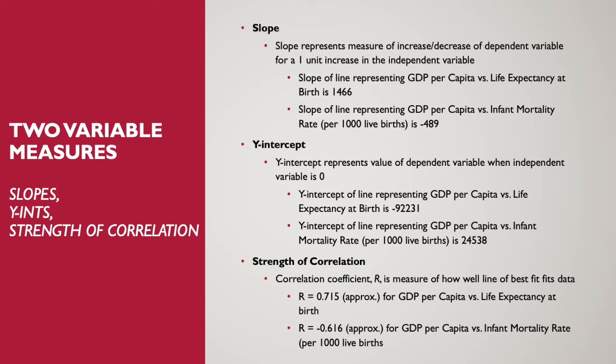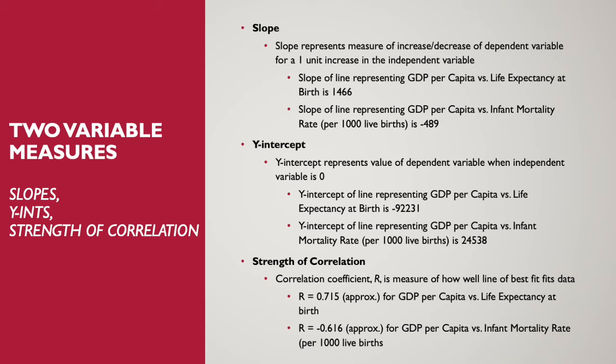In this case, the y-intercept does make sense, as the GDP per capita of a country is typically higher when the country's infant mortality rate is lower. It is entirely possible that a country with an infant mortality rate of 0 would have a GDP per capita of 24,538 US. For GDP per capita versus life expectancy at birth, the correlation coefficient is approximately 0.715.